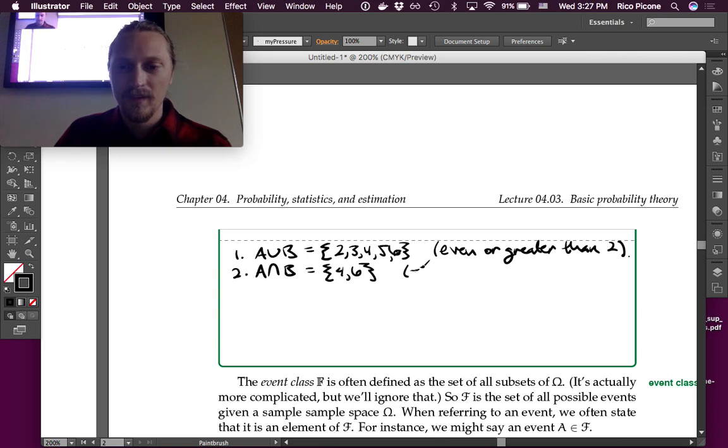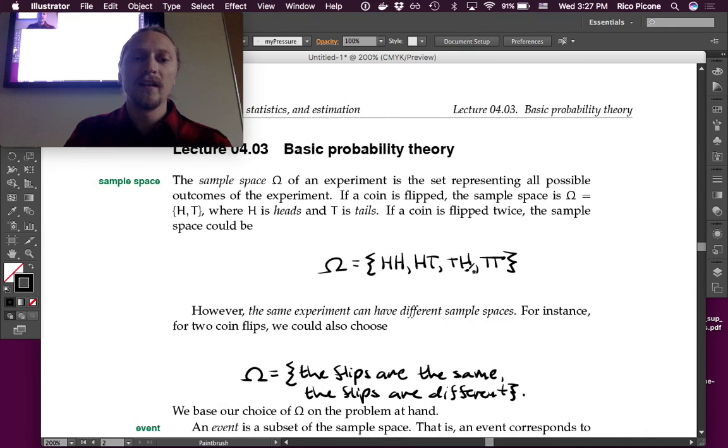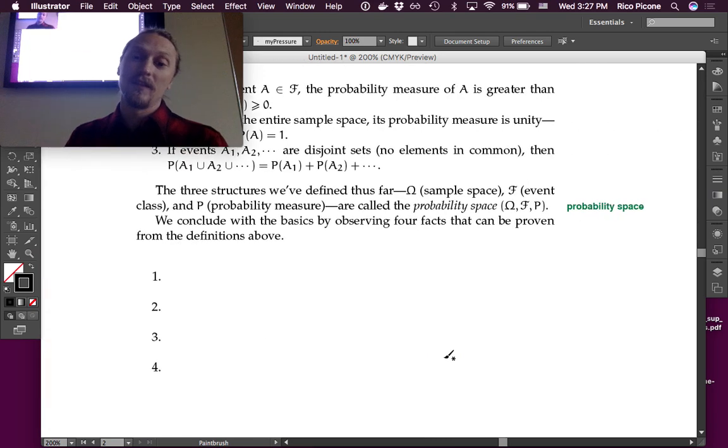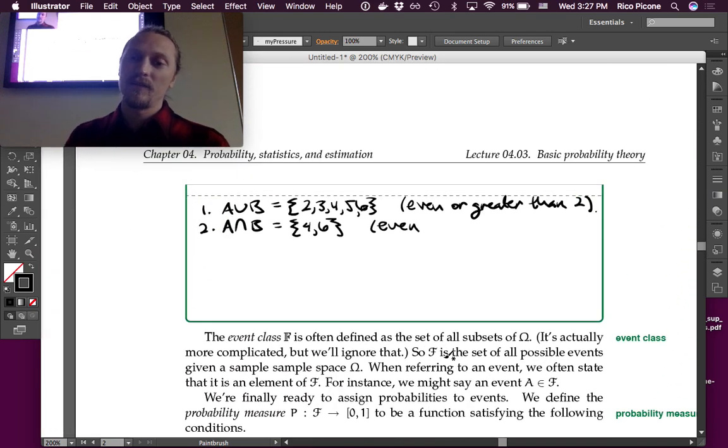Wait, why did it have to be greater than 2? Because B is the result is greater than 2. Okay. So it has to be both if we want it to be in the intersection. So even and greater than 2.